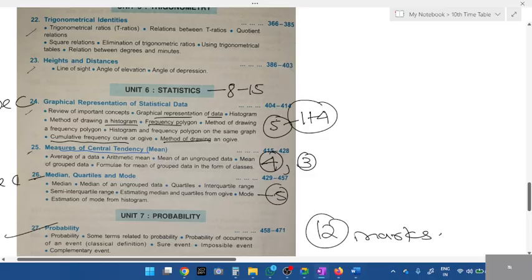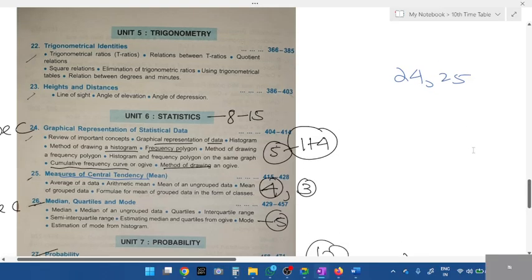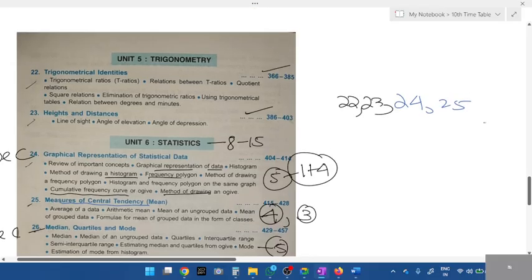Next. Tomorrow I'll send the paper. I'll be giving chapter 24, 25. More questions from this, chapter 24, 25. Fine. Then trigonometry identities, heights and distance. We'll do one thing, not Sunday. Monday or Tuesday I'll conduct a test. Before that I'll make you all revise. Trigonometry identity, heights and distance, I'll make you all revise. These two. Chapter 23, chapter 22. Next. Chapter 27.